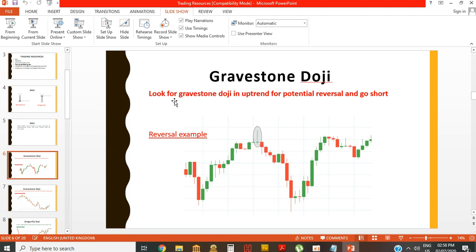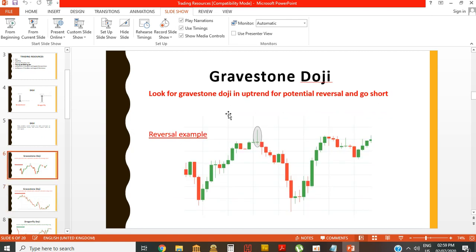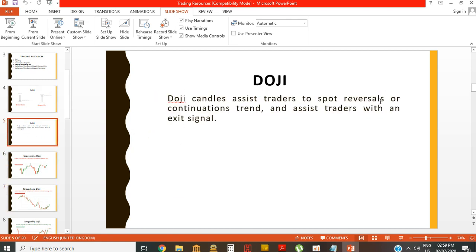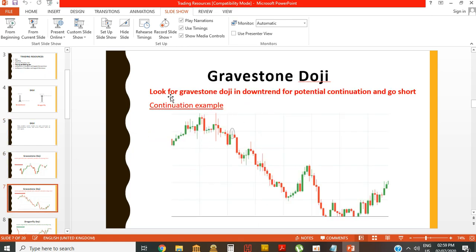So as a rule of thumb, look for gravestone doji in uptrend. It must appear in an uptrend, not downtrend. In uptrend, for potential reversal, and then you go short. Go short means you sell. Now the next one, this is for reversal. Remember, they said that it's used to spot reversal or continuation. This is an example of reversal. Let's look for an example of continuation. So you look for gravestone doji in downtrend for potential continuation and sell. Go short, it's another word for sell. So you see a doji here on this downtrend, so you sell.